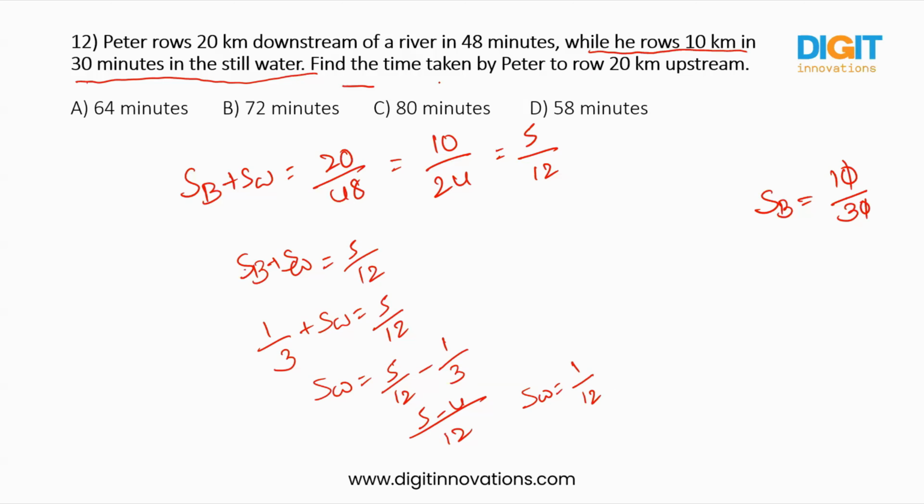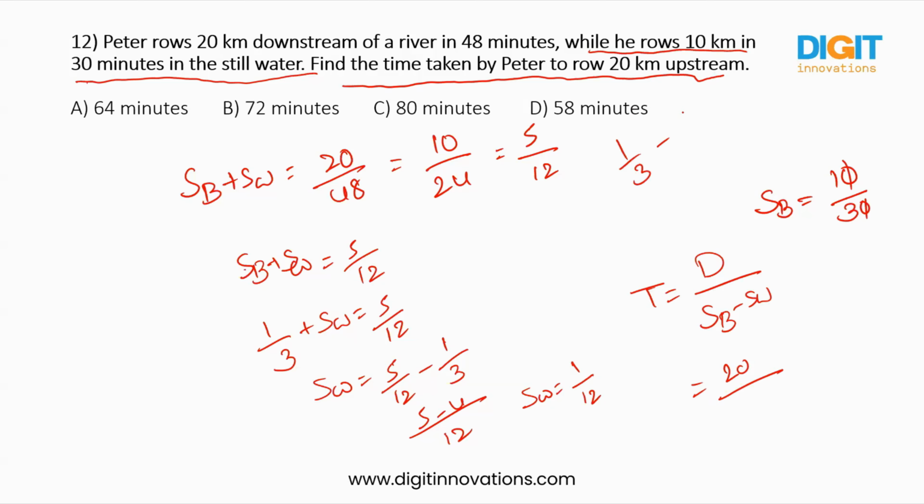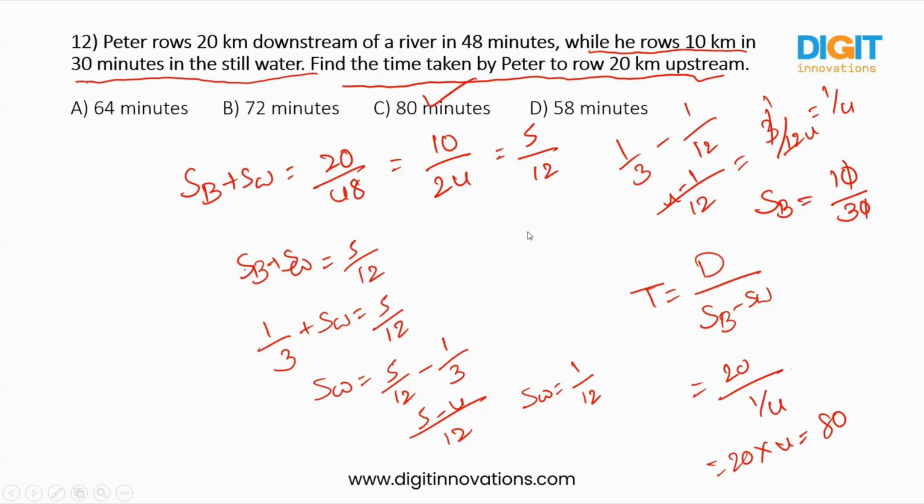So now what they asked is to find the time taken by Peter to row 20 kilometers upstream. So time equals distance by upstream speed, and upstream speed is speed of boat minus speed of water. Distance is 20, and speed of boat is 1 by 3 minus speed of water 1 by 12. So when I solve this, 4 minus 1 is 3 by 12. So 3 ones, 3 fours, so 1 by 4. So 20 into 4 is 80. The answer is 80 minutes.